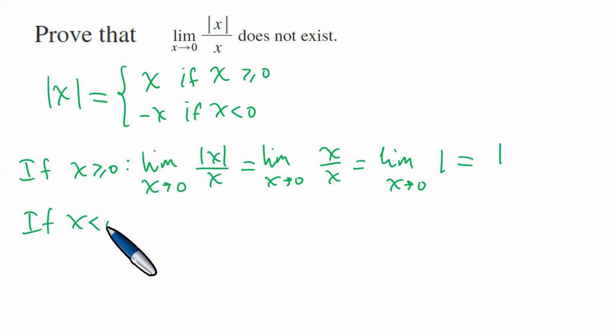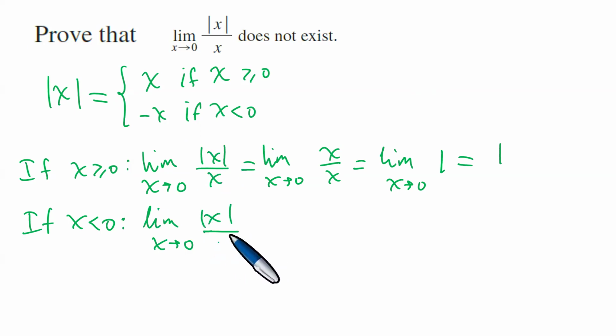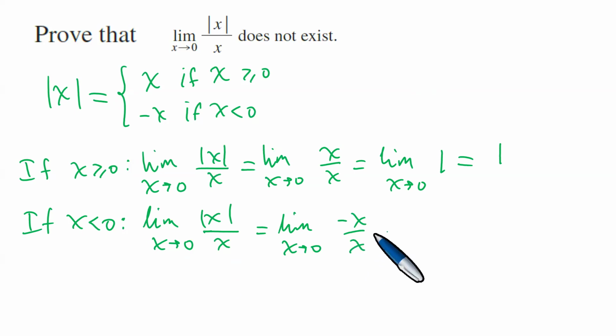So if x is negative, with x approaching 0, then we consider the bottom case. If x is negative, the modulus of x is just minus x over x. What is minus x over x? It is -1. The limit is -1.